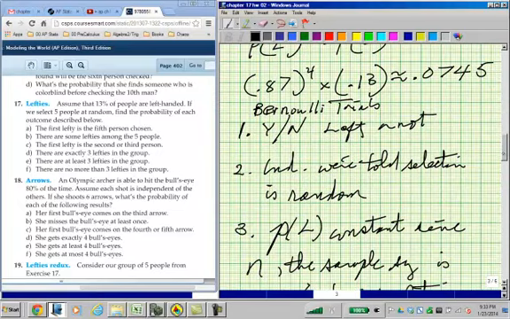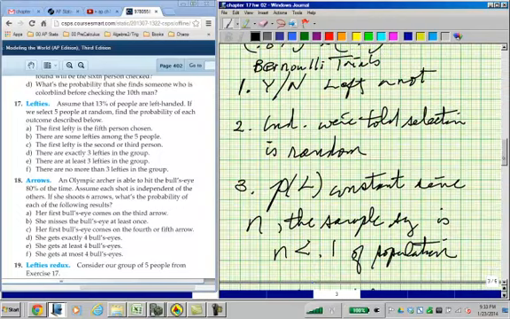Now I forgot to go through the preconditions. We'll go through them here. And here's the preconditions.